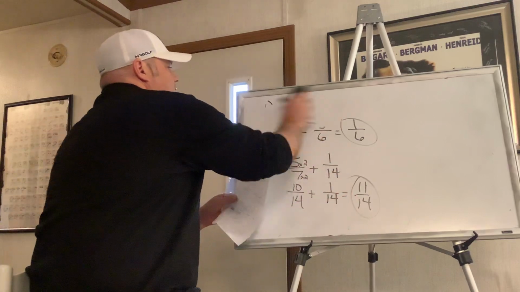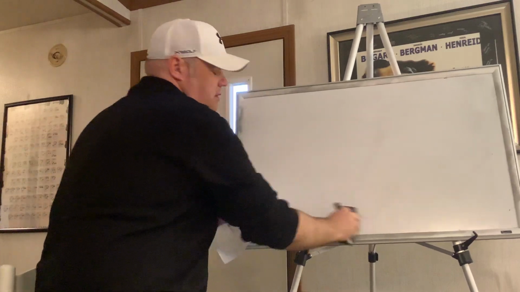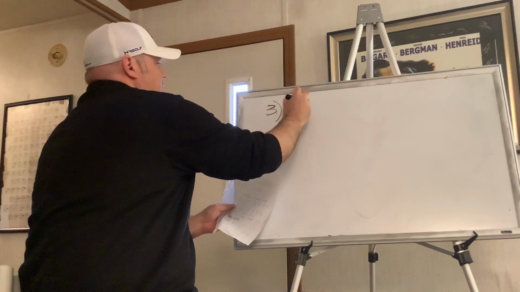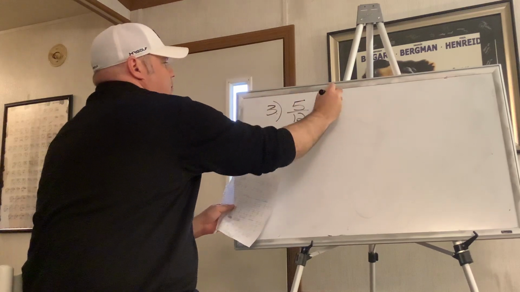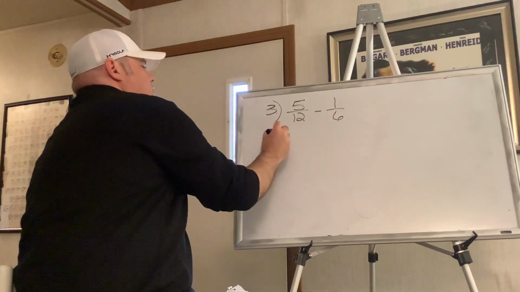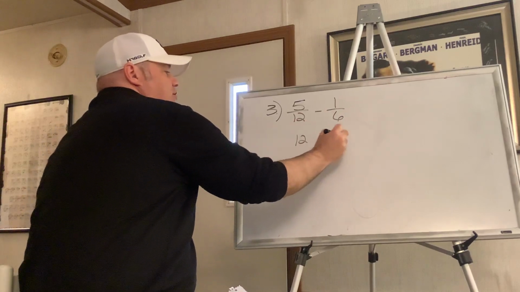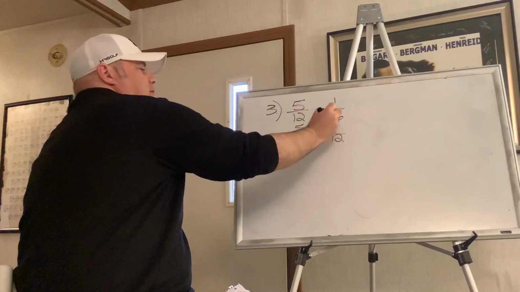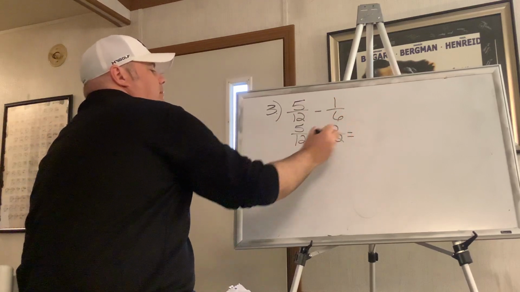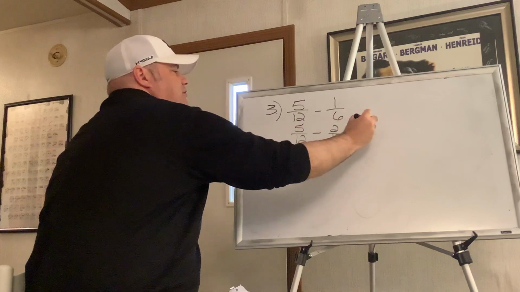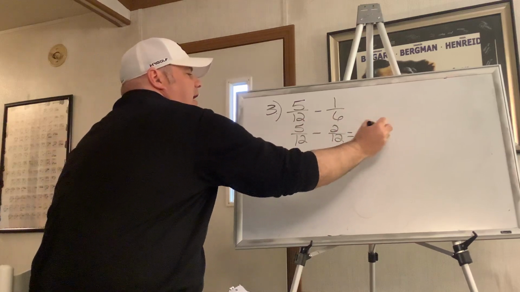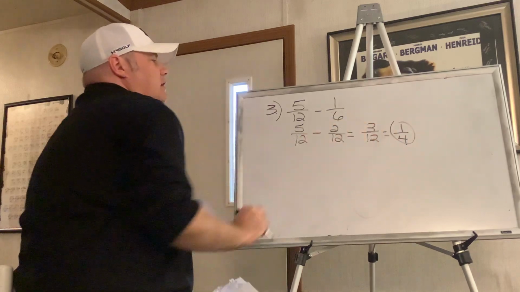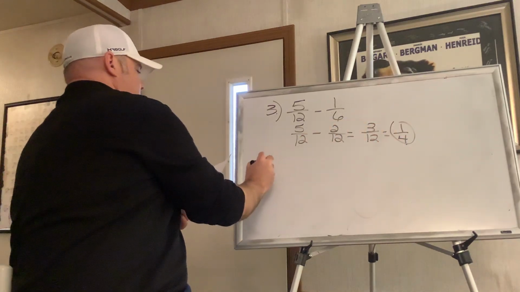Okay, so number 3 was 5/12 minus 1/6. So the least common denominator is 12. Okay, 5/12 stayed the same. This one doubled, so you got to double the top. And then you do 5 minus 2 is 3/12. And that reduces down to 1/4. You can divide both these by 3, so that was 1/4.